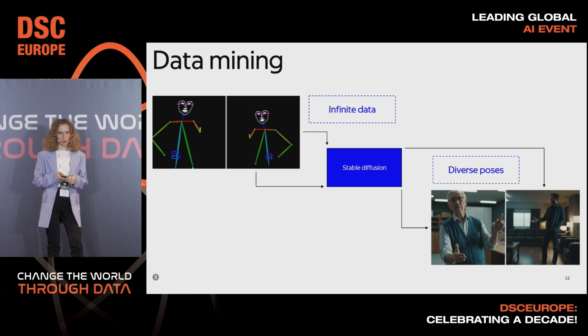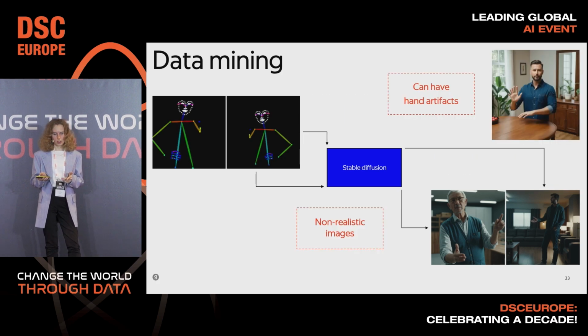This kind of mining was also nearly infinite, and poses were diverse because we applied augmentations to our data and got really diverse skeletons. But you know, generative models can produce a lot of artifacts, like this handsome man with 6 fingers, and it is not the worst artifact you can see from generative models. And also, these images are non-realistic. They look maybe like cartoons, but not like photos of real persons.